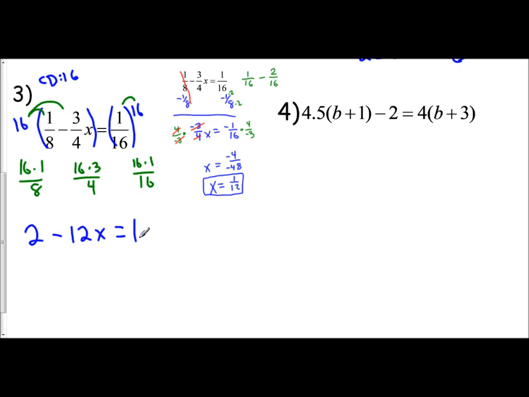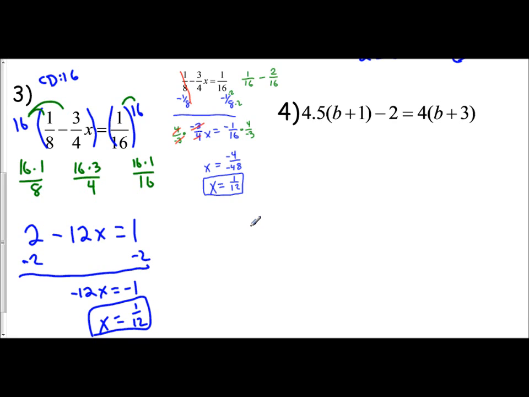So now I have an equation here that doesn't have fractions. I eliminated them because maybe I'm not confident with them, but I'm confident with finding a common denominator. And so now all I would do is subtract 2 from both sides. I get negative 12x equals negative 1. When I divide both sides by negative 12, a negative is a positive. I get x equals 1/12. Same answer as before. So there's multiple ways to approach problems.